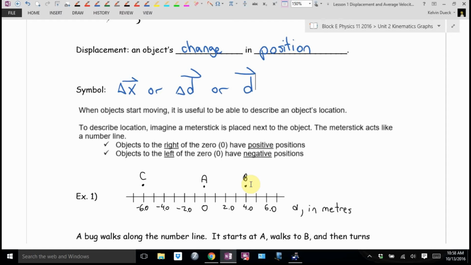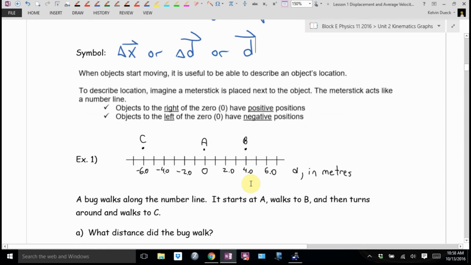And in fact, because all of you are sitting in different locations, one of the things we'll often do is say, let's define the position so all of us are talking about the same thing. When an object starts moving, it's useful to be able to describe an object's location. To describe the location, imagine like a meter stick that goes in either direction, where left is negative and right is positive, or imagine a number line. Objects to the right of 0, we can call those positive. Objects to the left of 0, we can call those negative.